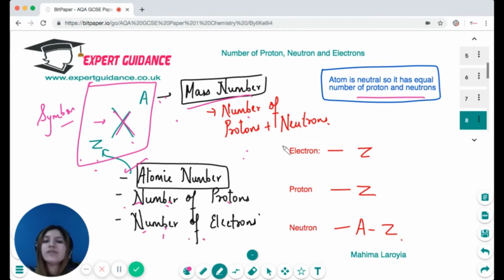So if you need to work out the electron number, you will write the bottom number. If it is an atom, remember, it has to be an atom. Then only you can say it has an equal number of electrons and protons. We'll see later, there's a second category called ions, which have an unequal number of electrons and protons. The proton number is again the bottom number, and the neutron number is the top number take away the bottom number. So that is A minus Z.